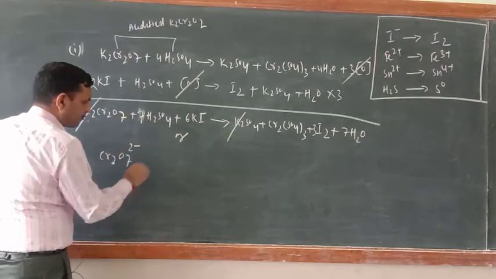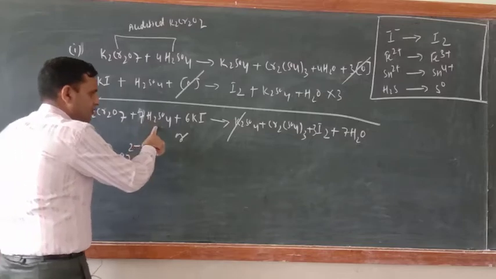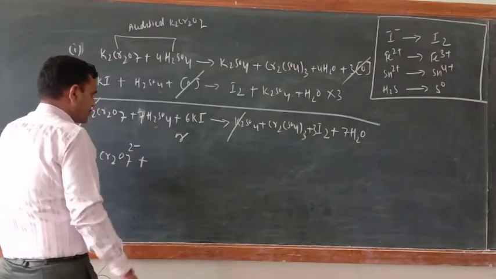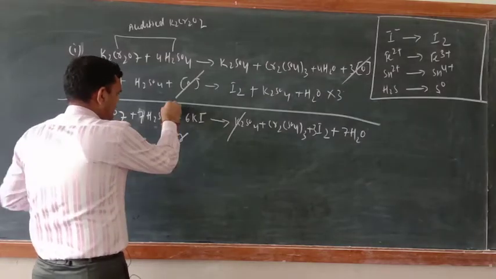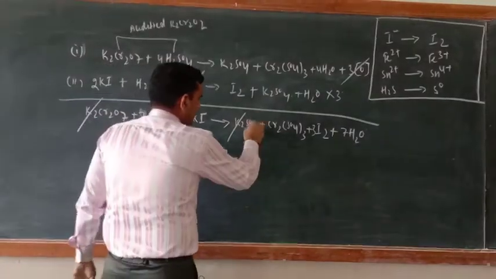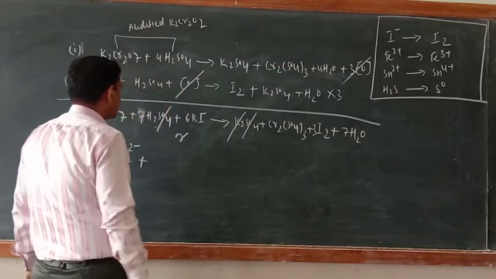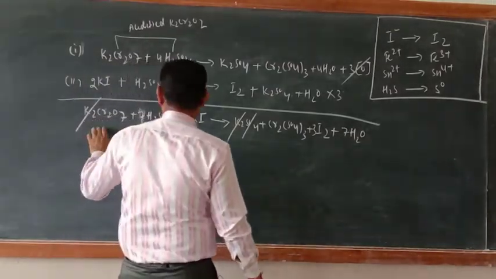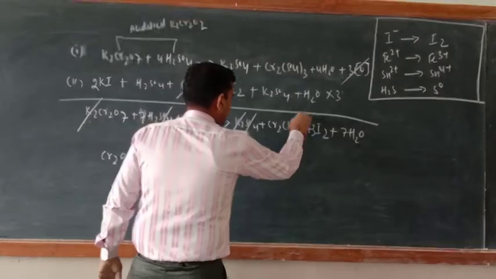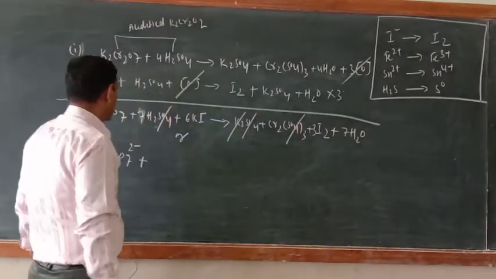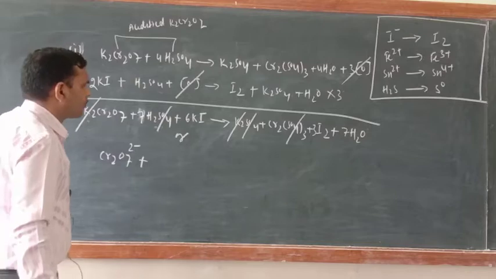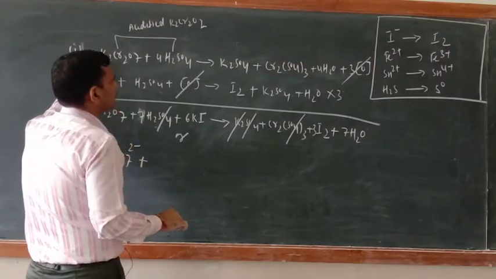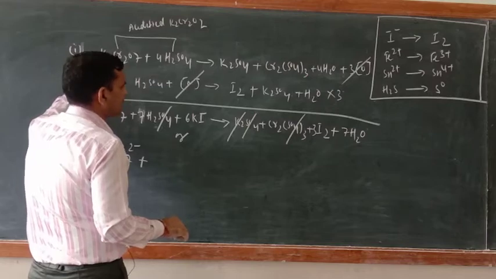Cr2O7 2 negative plus how many SO4 is there? 7 SO4 should be there. Okay, just try to understand. 1 SO4 is cancelled out. This SO4 is also cancelled out. Now Cr2. Now this 3 SO4 is also cancelled out. Now 4. Now please balance the reaction. This side there is a balancing problem.